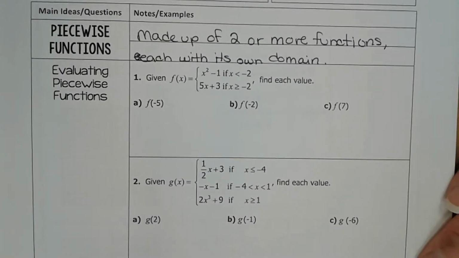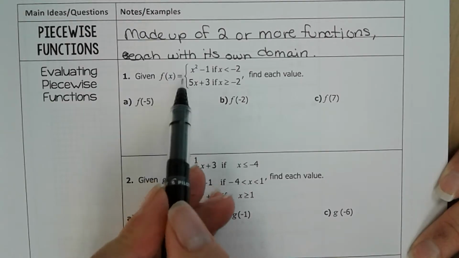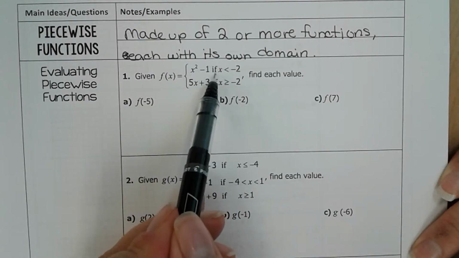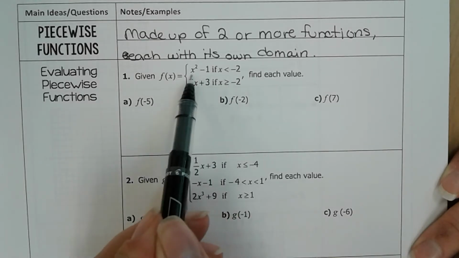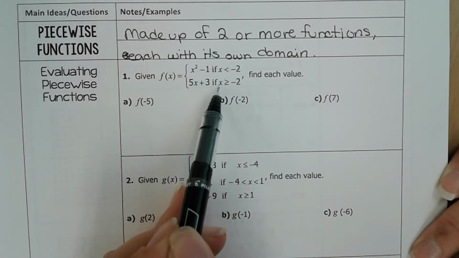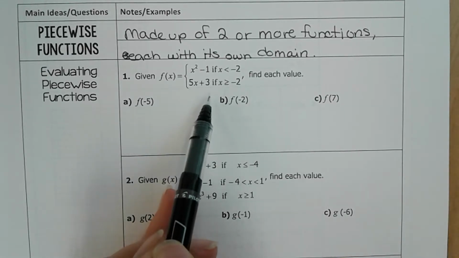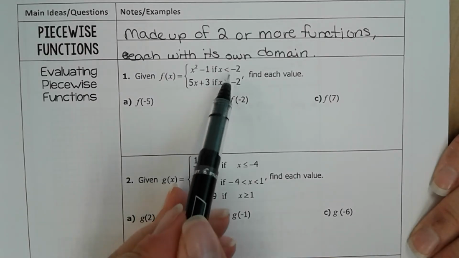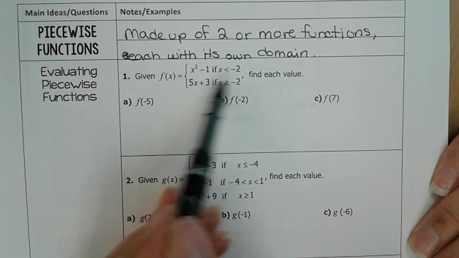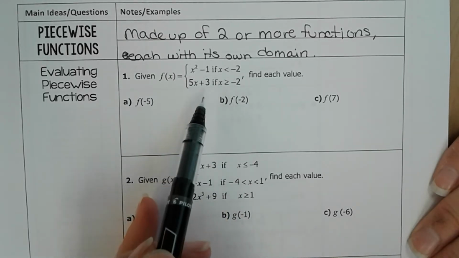So first we look at this piecewise function here, and this tells us that for f of x, if x is less than -2, then we use this function. If x is greater than or equal to -2, we use this function. So basically, when we have an x, we just have to compare it. We have to say, is it less than -2? If so, we're going to use this function. If it's greater than or equal to -2, we're going to use this function right here.